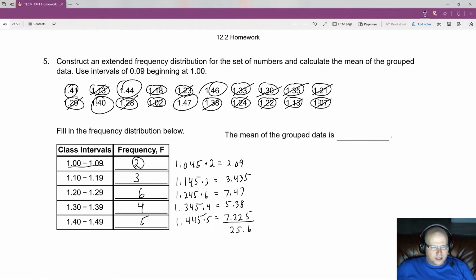Now, we also want to know the frequency if we add all these together, right? 2 plus 3 is 5, 5 plus 6 is 11, plus 4 is 15, plus 5 is 20. So we're going to add all these together too. Now we're going to take this sum over here, the 25.6, and divide it by the number of elements, the 20 of these, and that's going to give me a mean of the grouped data of 1.28.